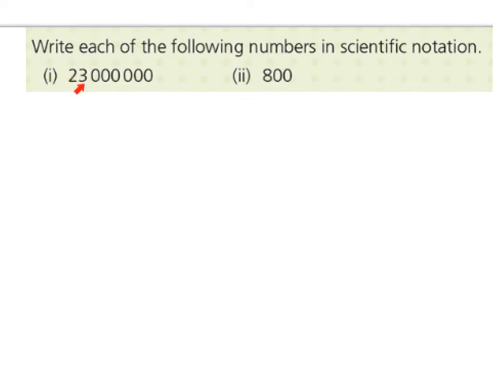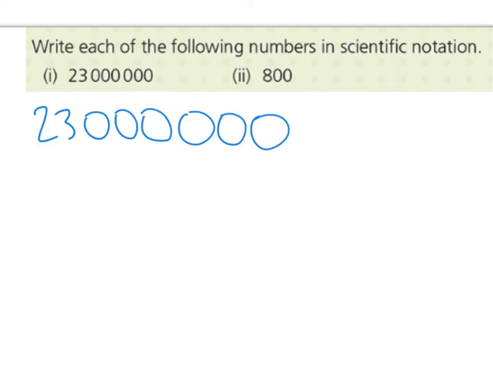Here we have 23 million, so 23 and 6 zeros. This is a large number, so we're going to write it out as it is. So we've 23 and then 1, 2, 3, 4, 5, 6 zeros. This is a large number and it's a whole number. And at the end of every whole number we have an invisible decimal point. So I'm going to draw in our invisible decimal point there.